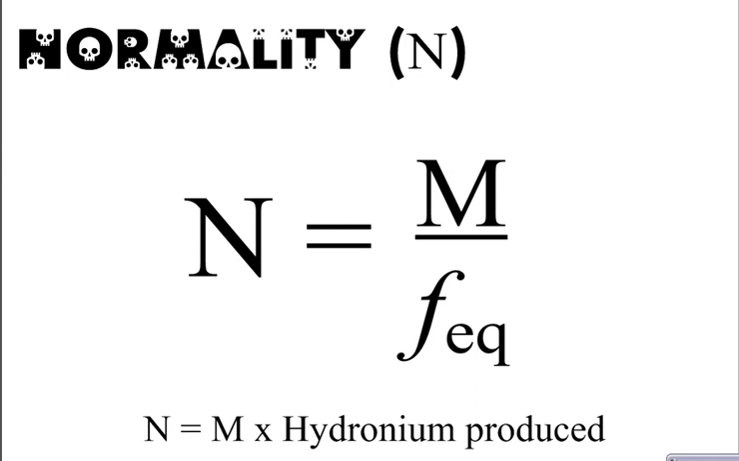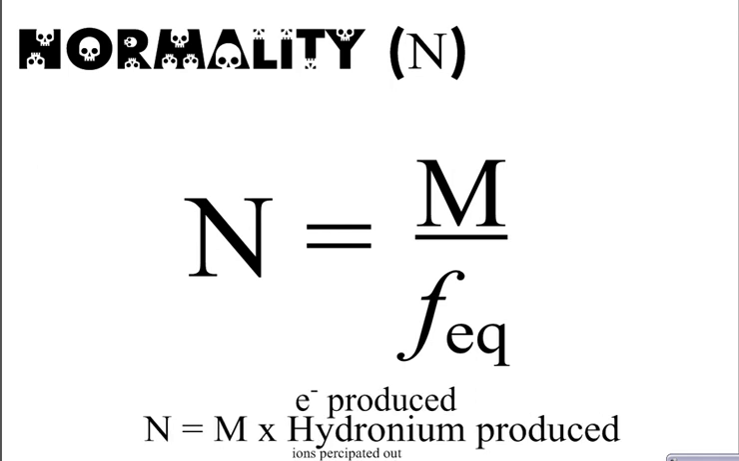Lastly, as a term for those that are going into the medical field, is normality. Normality is really used in acid-base chemistry, where normality equals the molarity divided by the equivalency factor. The equivalency factor is simply how many hydrogens an acid will give off, or how many hydroxides a base would give off. So let's say you have sulfuric acid. Sulfuric acid, we'll pretend it's a strong acid for right now, would donate 2 hydrogens, produce 2 hydronium ions.